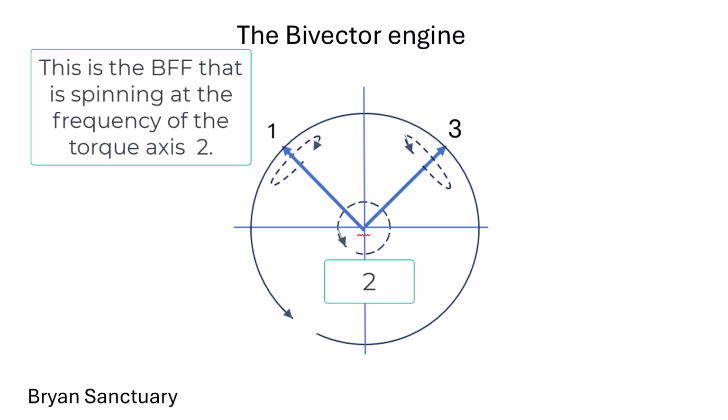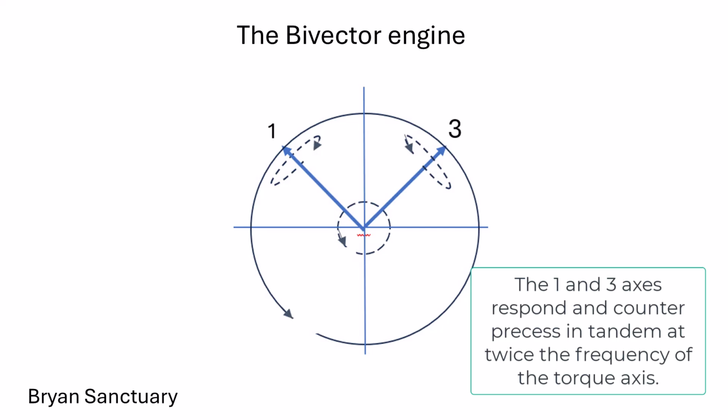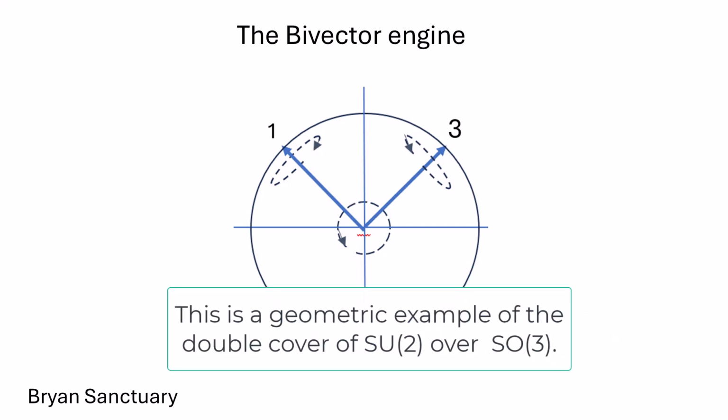The figure is really in the body fixed frame spinning at the frequency around the two axes. The internal bisector responds at twice the frequency of the spinning frequency. This is a geometrical example of the double cover of SU2 over the rotation group SO3.